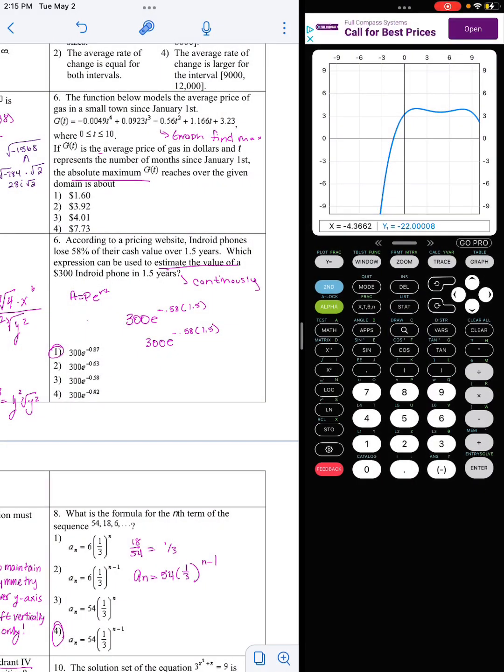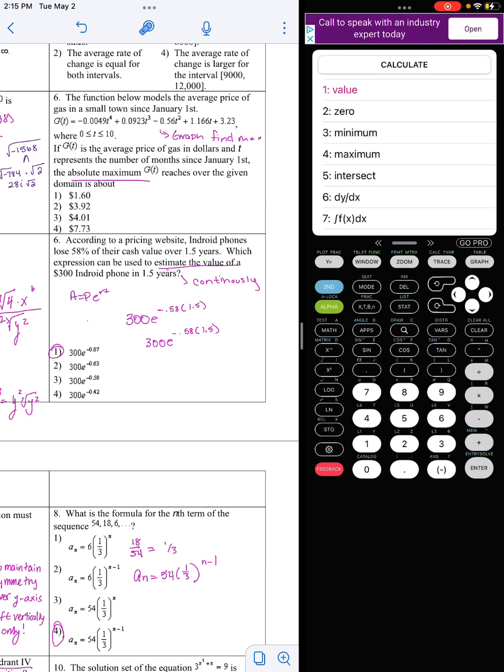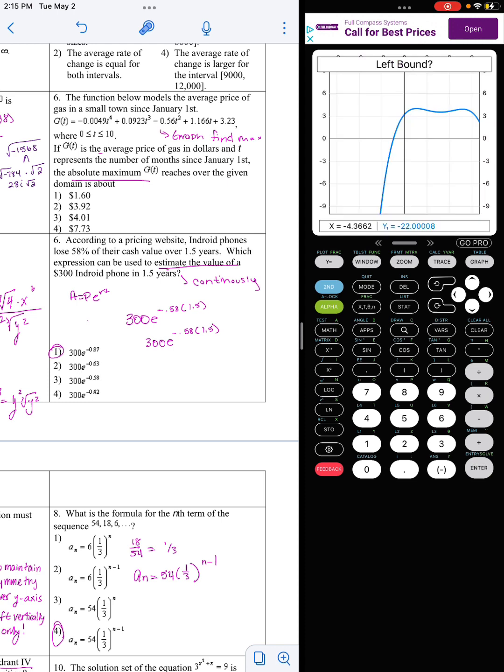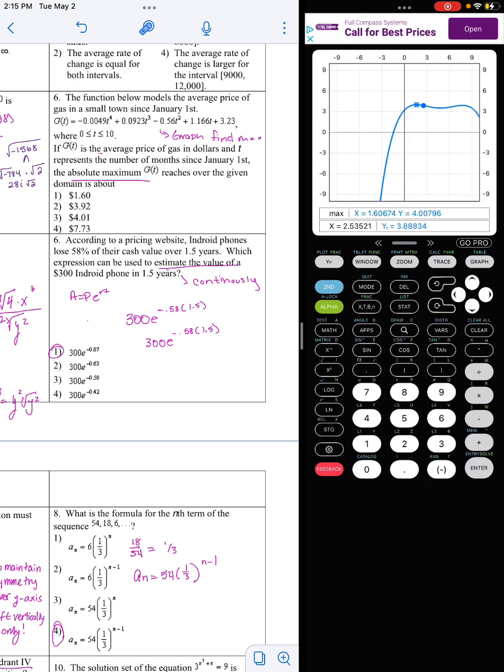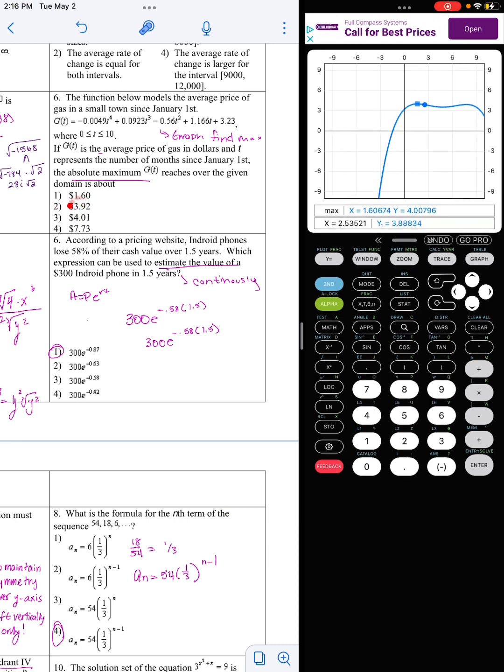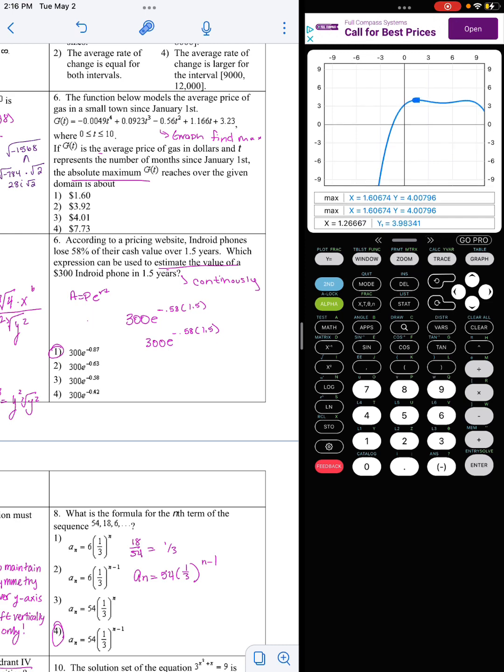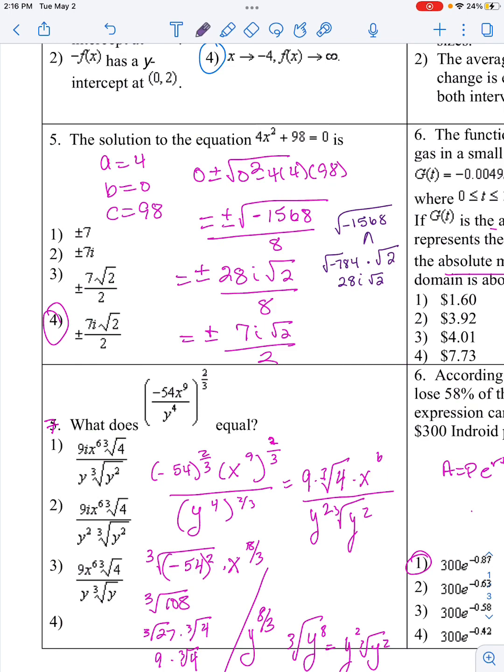So we want to look for the maximum value. So second trace, maximum, left bound, enter, right bound, enter, enter, enter. We're about right here at 3.92. Right up here, 3.92. If we look over here, 3.92. They're about the same.